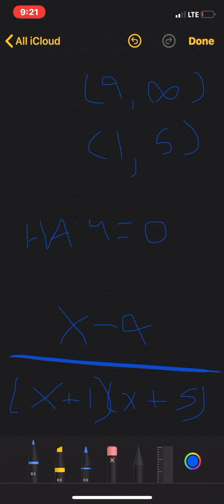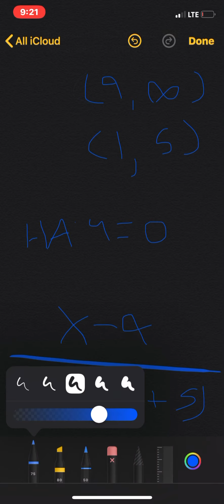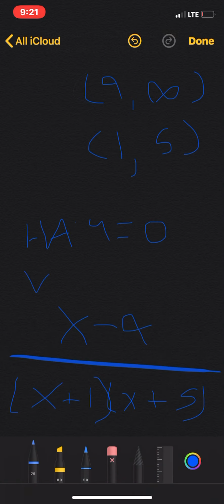And then you're just going to write down your vertical asymptotes very quickly, and you're going to get them at x equals 1 and x equals 5. And that is how you solve polynomial and rational inequalities.